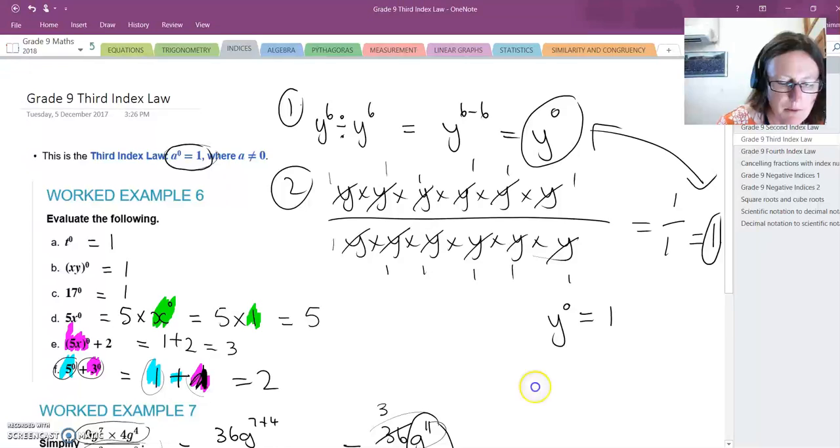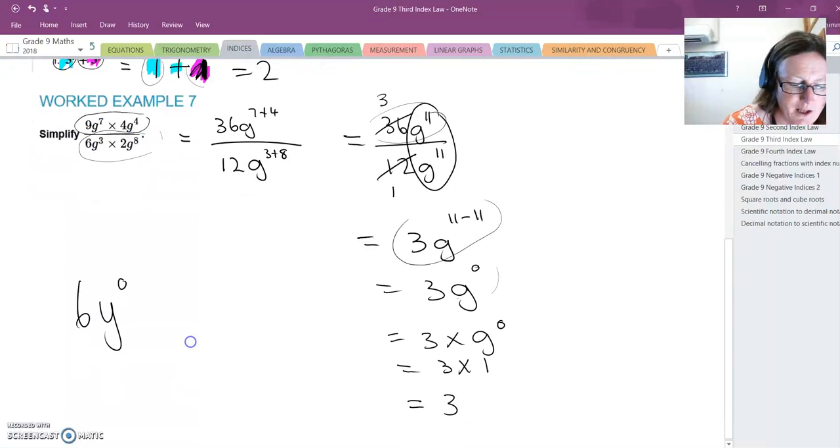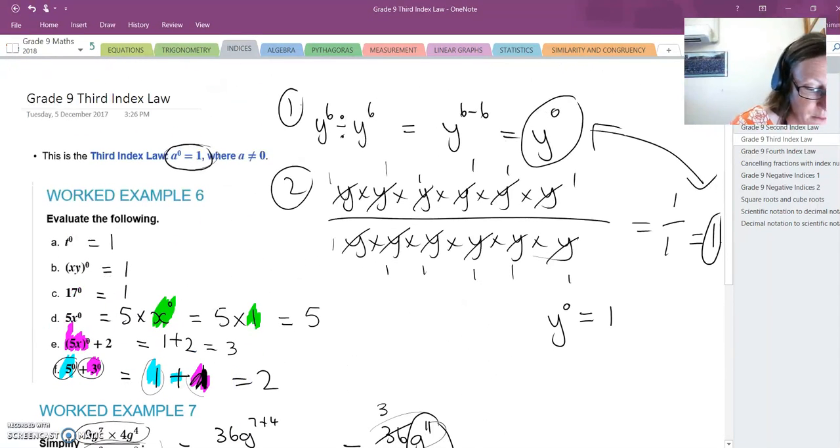All right, a common trap would just be to see something like this and just go, oh, anything to the power of 0 is 1. So watch out for that. The answer to this is in fact 6 times y to the 0, which is 6 times 1, which is 6. That's the most common error with this type of problem. But remember, anything to the power of 0 is 1.